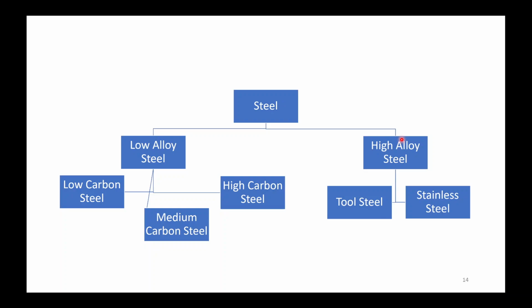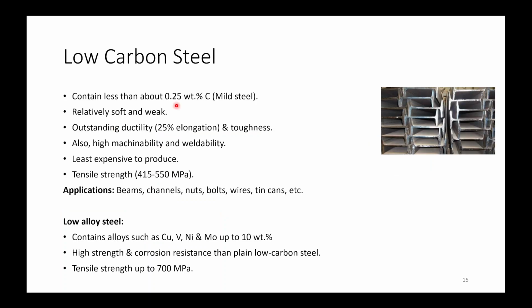Now firstly low carbon steel. It contains less than 0.25 weight percent carbon, so it is also called mild steel. It is relatively soft and weak, and it has outstanding ductility, about 25% elongation. It has high toughness. It also has high machinability and weldability, and it is least expensive to produce, and it has tensile strength between 415 to 550 MPa. The applications for low carbon steel are that they can be made into beams, channels, nuts, bolts, wires, tin cans, etc.